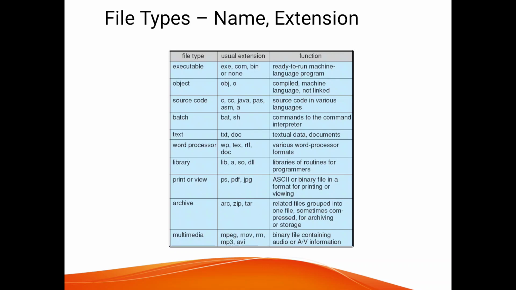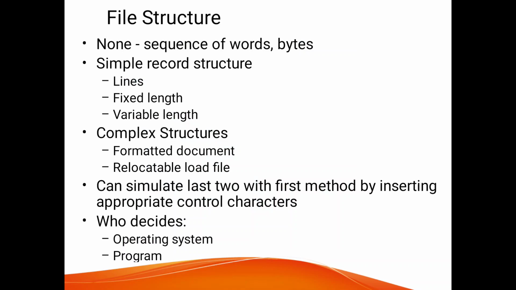File types are described by the name and some extension. If it is an executable file, the file extension is .exe. If it is an object file, the file name ends in .obj. Source code has .c. A batch file has .bat. A text file has .txt, like that. A library file has a library extension. Actually, the extension indicates the type of the file.